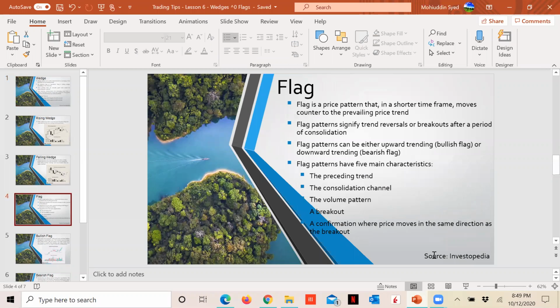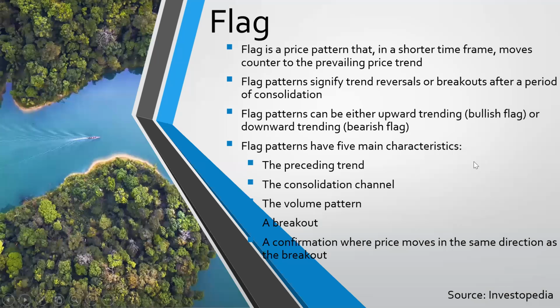So going back to the next pattern, the flag. What's a flag pattern? It's basically a price pattern in a shorter time frame, and it moves counter to the preceding price trend. Okay, so we'll see in a bit what exactly that means. And flag patterns signify trend reversals or breakouts after a certain period of consolidation.